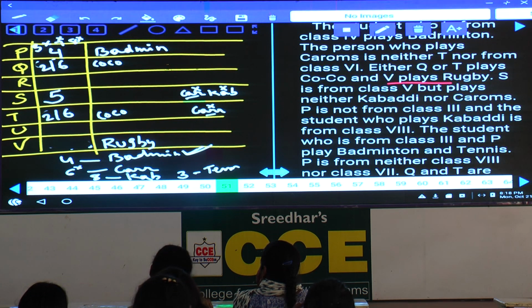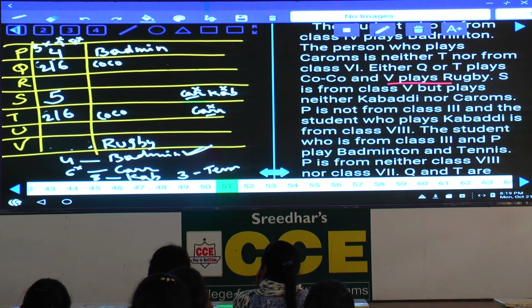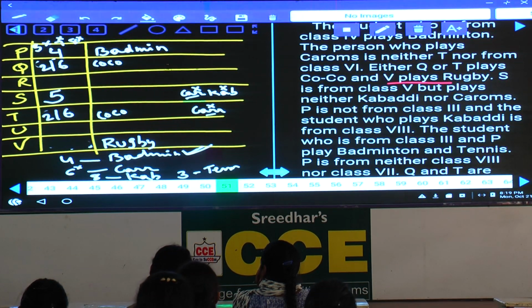Either Q plays Kho-Kho or T plays Kho-Kho. And next one: S is from class 5 but plays neither kabaddi nor caroms. P is not from class 3. And the student who plays kabaddi is from class 8. Kabaddi is class 8. Now tell me who are the persons from kabaddi here.